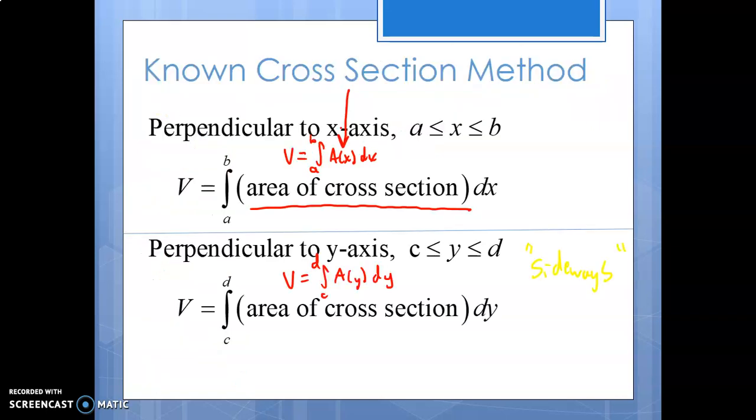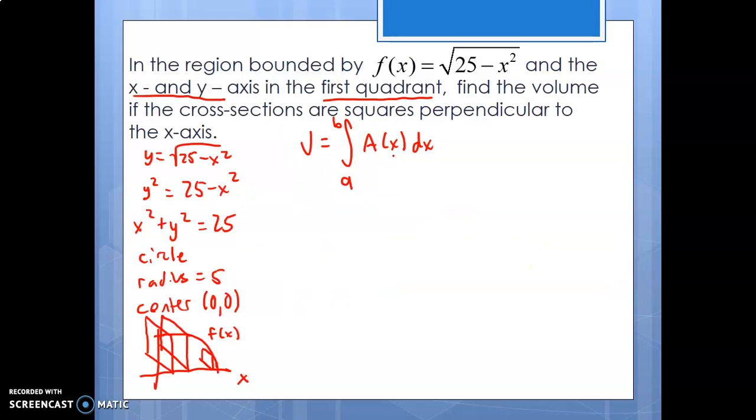So perpendicular to the x-axis or any horizontal line, you're going to use this top formula. Perpendicular to the y-axis or any vertical line, you're going to do the bottom formula. Okay, now we need to know what the area is. So we've got squares. In general, the area of a square is side squared.